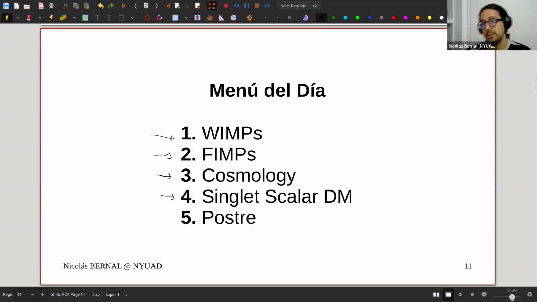So I think it's the simplest dark matter model ever. It's singlet-scalar dark matter. And we'll make the discussion in this particular scenario because it's easy and it's possible to generalize to more Baroque scenarios. And then we'll have the dessert that will be like the conclusions, right?